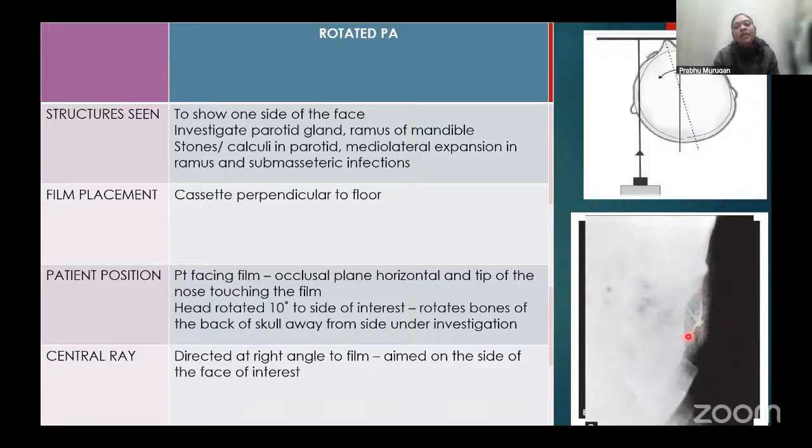This one is actually useful in case of parotid gland lesions and all, unilateral lesions. If you slightly move the head and then expose the X-ray, you will be able to avoid the distortion of the osseous structures and you will be able to see the expansion on that particular side, like your parotid gland lesions, or in case of any expansion lesions also, it will be very useful.